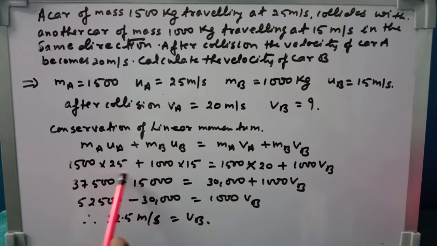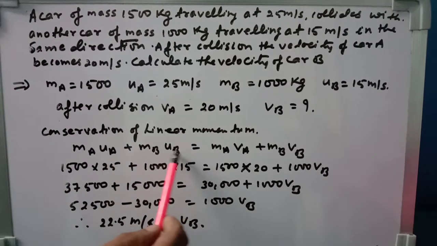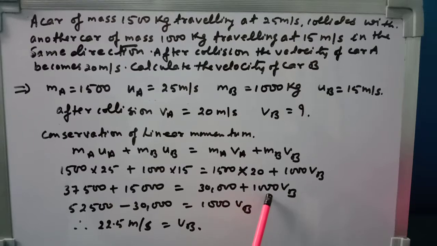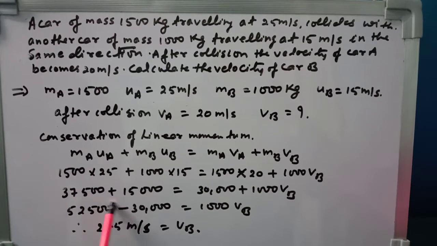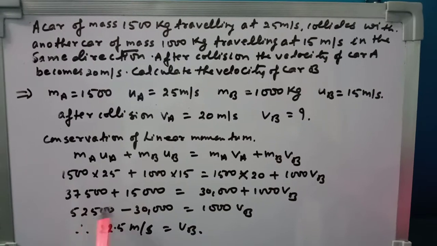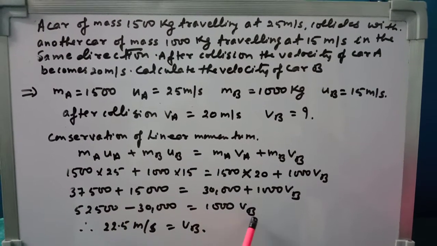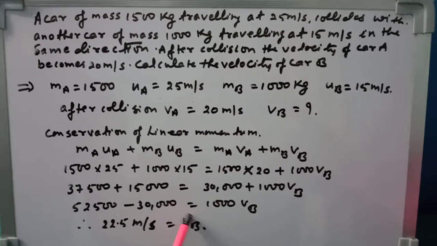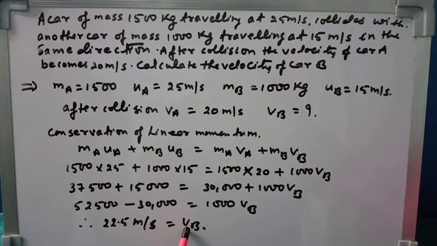Now the multiplication of this one is 37,500, this one is 15,000 and this one becomes 30,000, and this is 1000 VB. So total is 52,500. I have changed the side, this becomes minus 30,000, is equal to 1000 VB. So this final result is 25 meter per second. That is the final velocity of the second car, named as VB.